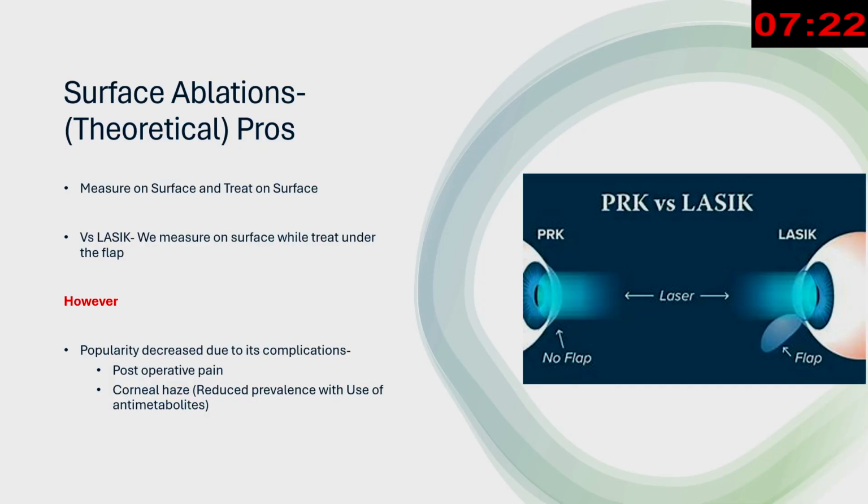So theoretically, surface ablation has a pro over the more popular LASIK because in this we measure on the surface and treat on the surface. Whereas in LASIK, we measure the corneal surface while we treat under the flap, which can lead to a discrepancy.